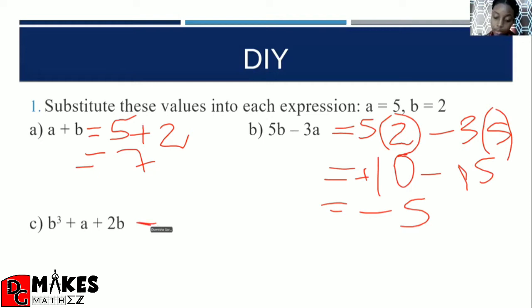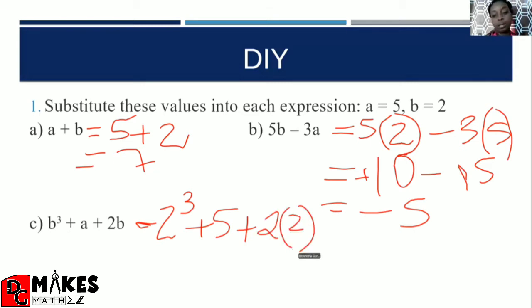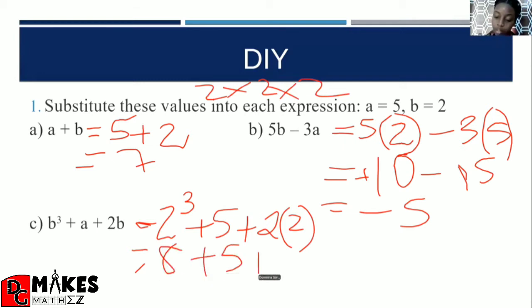All right, b cubed plus a plus 2b. Here we go. So that's going to be 2 cubed plus a is 5 plus 2 times 2. And then 2 cubed is not 6, but 8. Remember that 2 cubed is 2 times 2 times 2. So that's going to be 8. So it's 8 plus 5 plus 4. And that gives us 17. Some persons had 15, and that's because you had 2 cubed equals 8. All right, so that's going to be 17.